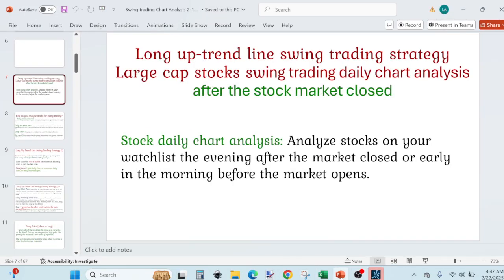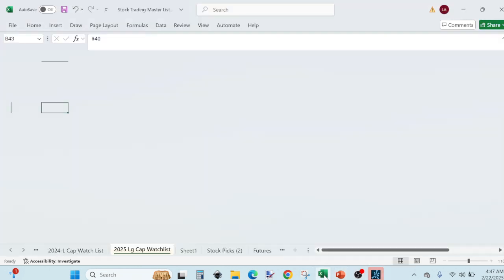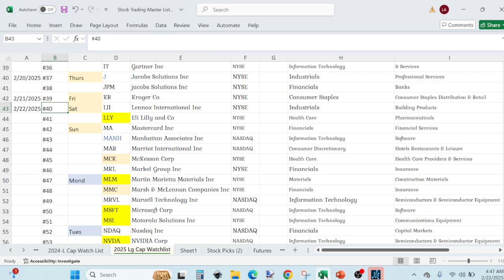Hello, large cap stock swing trading daily chart analysis using long up to long swing trading strategy. So if you have your stock watch list open, you'll analyze stocks on them after the market close on Friday, February 21st, 2025. We are going to use an example here to share with you one way you can analyze your stock if you are using long up to long swing trading strategy.